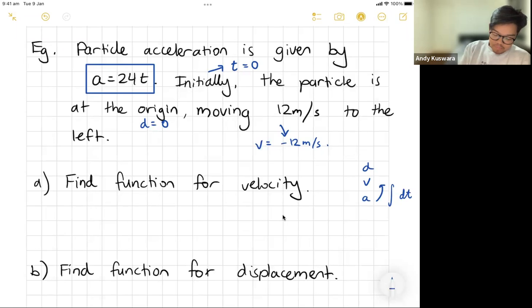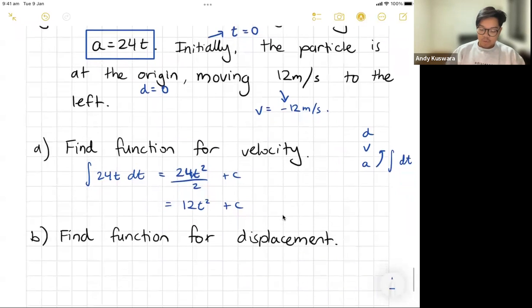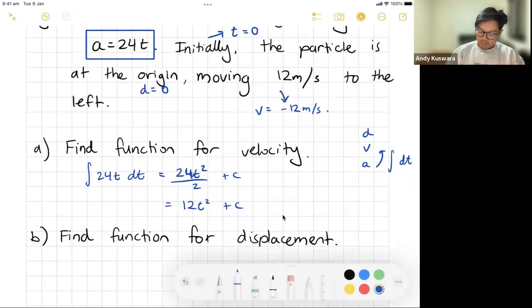So I'm going to go integration of 24t dt. That's it. If I integrate that, hopefully you remember how to integrate, this will become 24t squared over 2, and I should probably say plus c. Cleaning that up, this becomes 12t squared plus c. Now, again, I need to find what that plus c is. I can't just leave it as a bit of a random. So what I'm going to use is, I know initially the particle was moving at negative 12 meters per second.